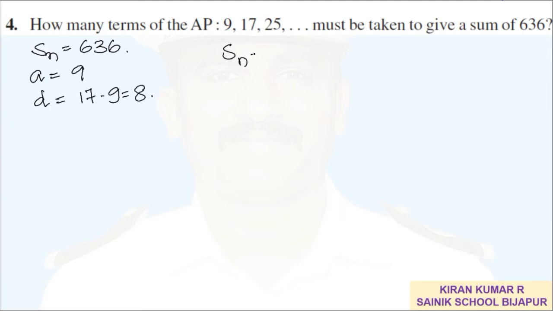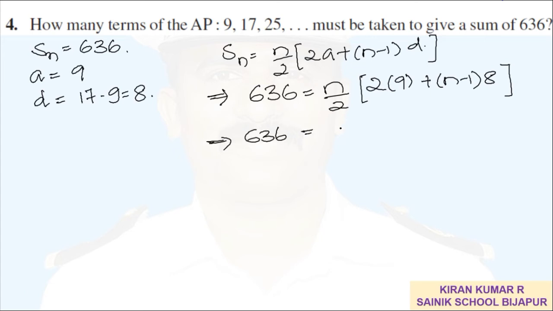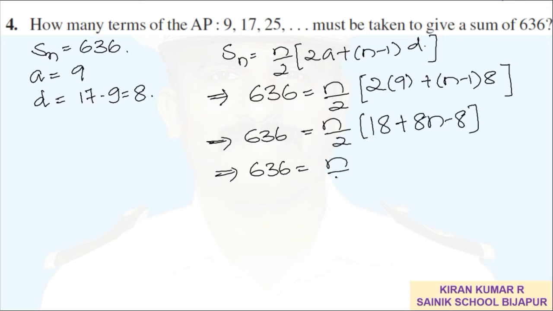We use the formula Sn equal to n by 2 times of 2a plus n minus 1 into d. Let us substitute the given values. We will be getting 636 equal to n by 2 times of 2 times 9 plus n minus 1 into the value of d, which is 8. This implies 636 equal to n by 2 times of 18 plus 8n minus 8. So 636 equal to n by 2 times of 8n plus 10.